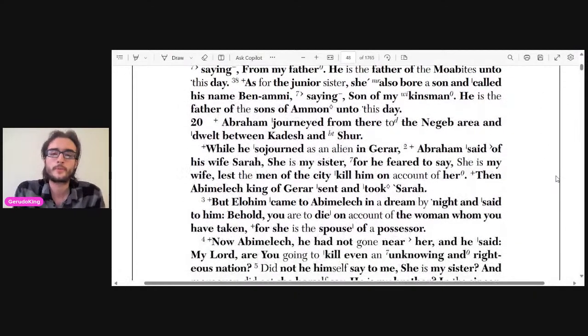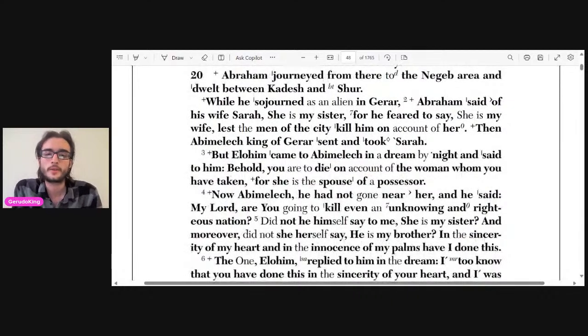Abraham journeyed from there to the Negev area and dwelt in between Kadesh and Shur. While he sojourned as an alien in Gerar, Abraham said of his wife Sarah, "She is my sister," for he feared to say, "She is my wife," lest the men of the city kill him on account of her. Then Abimelech, king of Gerar, sent and took Sarah. But Elohim came to Abimelech in a dream by night and said to him, "Behold, you are to die on account of the woman whom you have taken, for she is the spouse of a possessor."